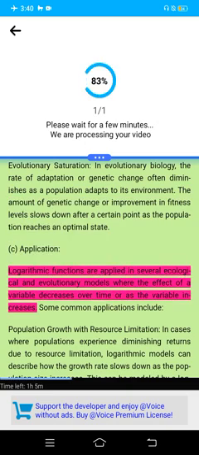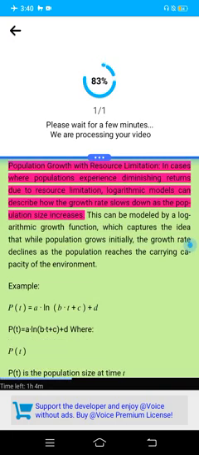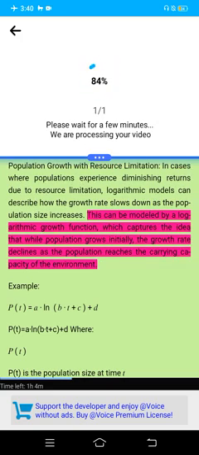Application. Logarithmic functions are applied in several ecological and evolutionary models where the effect of a variable decreases over time or as the variable increases. Some common applications include population growth with resource limitation. In cases where populations experience diminishing returns due to resource limitation, logarithmic models can describe how the growth rate slows down as the population size increases. This can be modeled by a logarithmic growth function, which captures the idea that while population grows initially, the growth rate declines as the population reaches the carrying capacity of the environment.